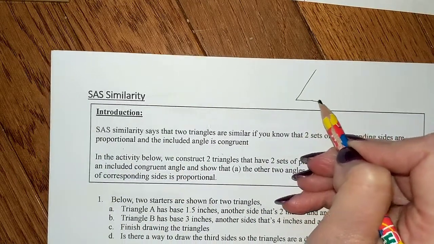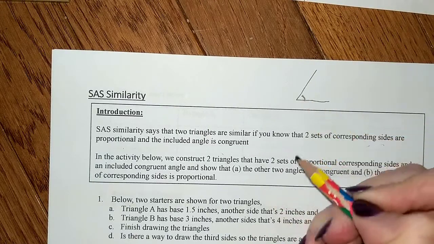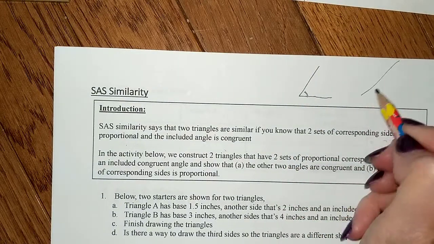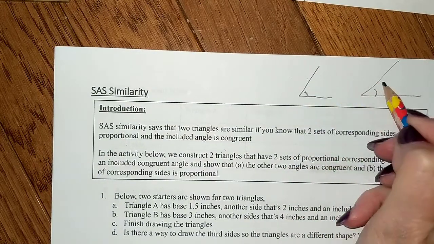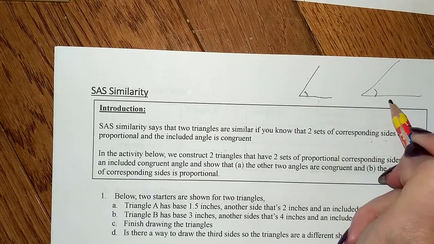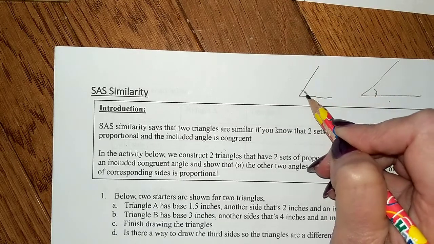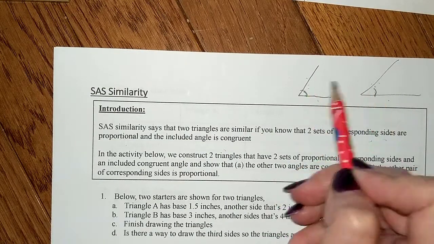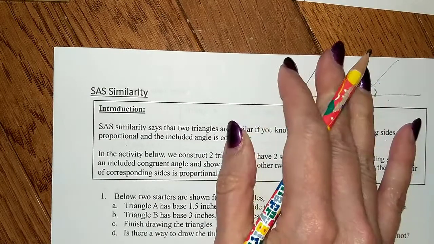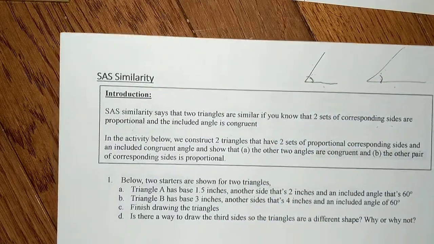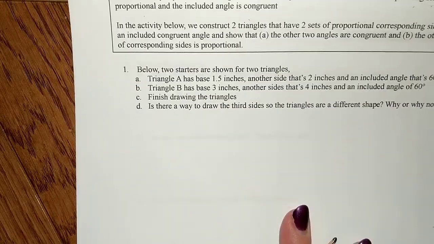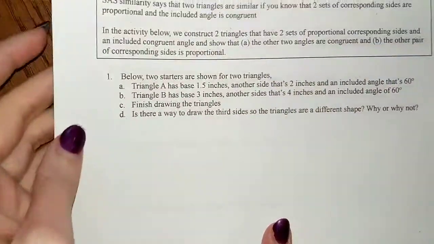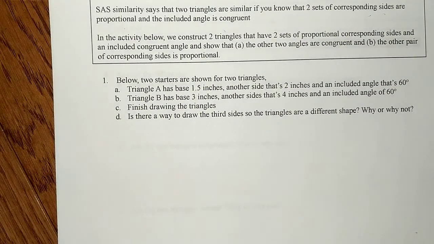So I want to say this. It's this side to this side, and here's an included angle. So if you have 2 triangles where this is proportional, this is proportional, and these 2 angles are congruent, then you get similarity. So we're going to build triangles that have this in common, and then we'll make observations about the other stuff, right? So I'm going to start again. Triangle A and B, these are always about pairs of triangles.